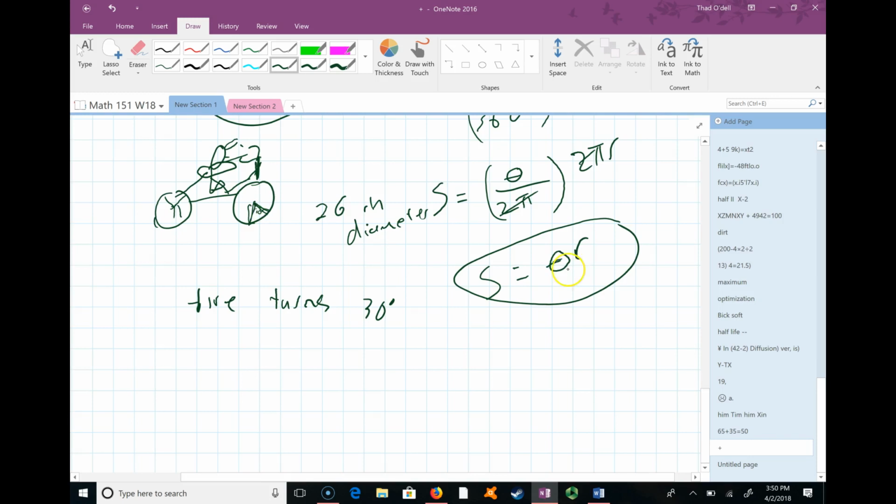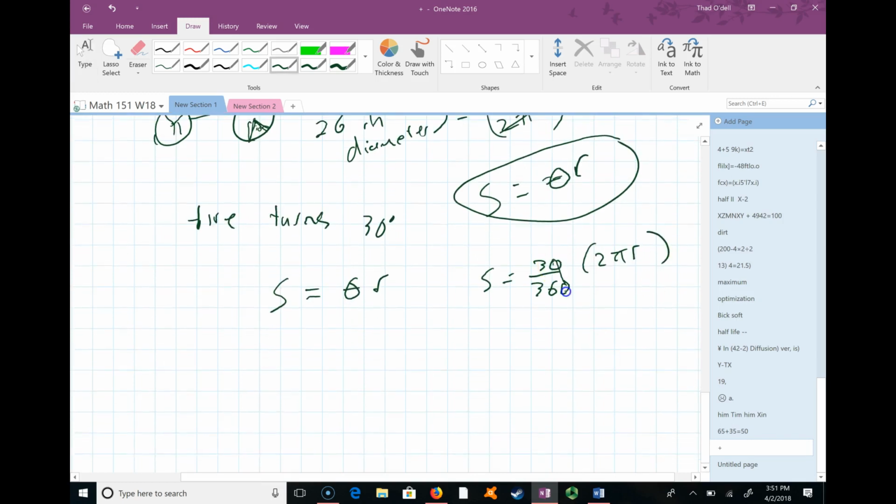So the nice thing is we have this nice little formula here, so we could say S is just going to be equal to theta times R, but of course that's in radians. So since we have this in degrees, we would say S is equal to 30 over 360 times 2 pi r.